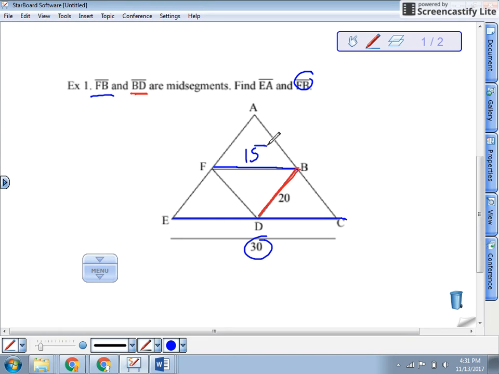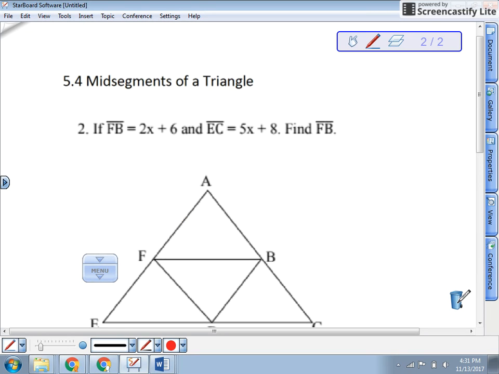Now let's find EA, which is this side. So here they give you the mid segment, but now I want to find the whole thing. Well, the mid segment's 20. Well, that's half of whatever this side is. So this side must be 40. And that's it. You're done. One more problem. This one involves a little algebra.